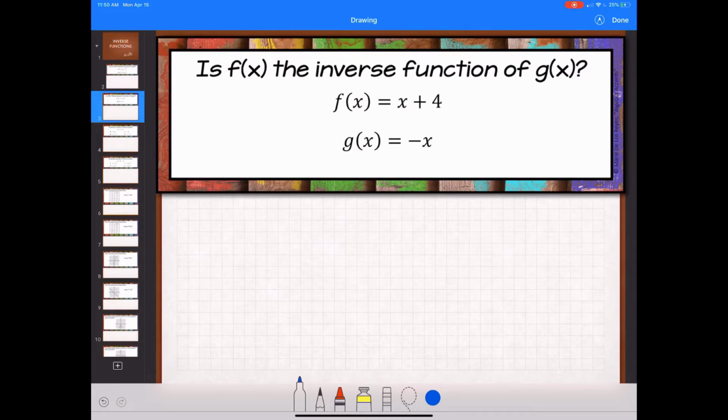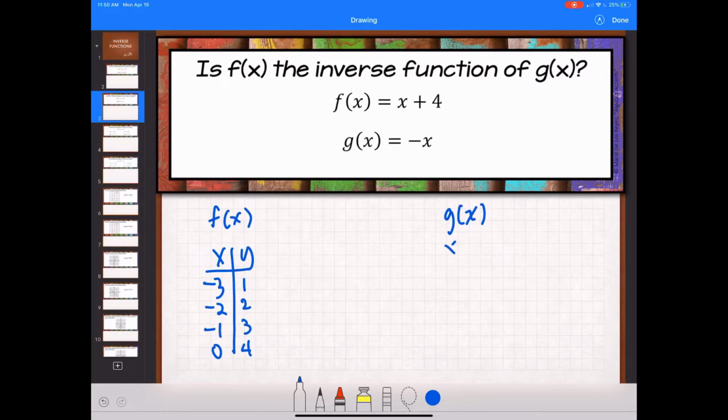Okay, let's try to figure out if these two functions are inverses. So the f of x table, and I'll start with -3, -2, -1, and 0. And the corresponding y values are 1, 2, 3, and 4. And now I'm going to look at the g of x table. So I'm going to put the g of x function into my calculator.